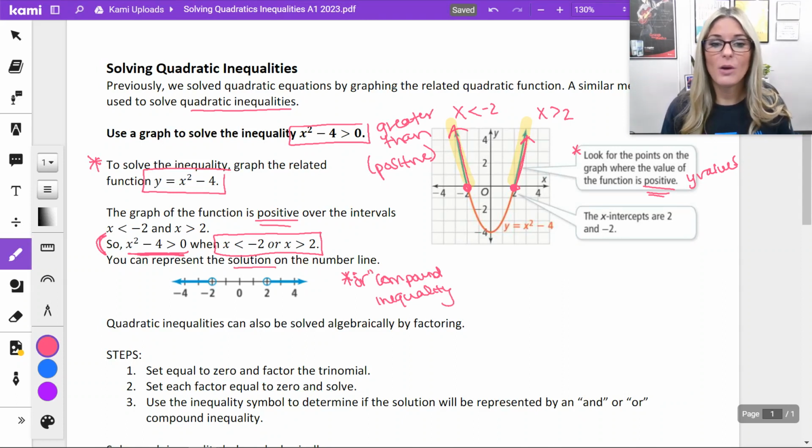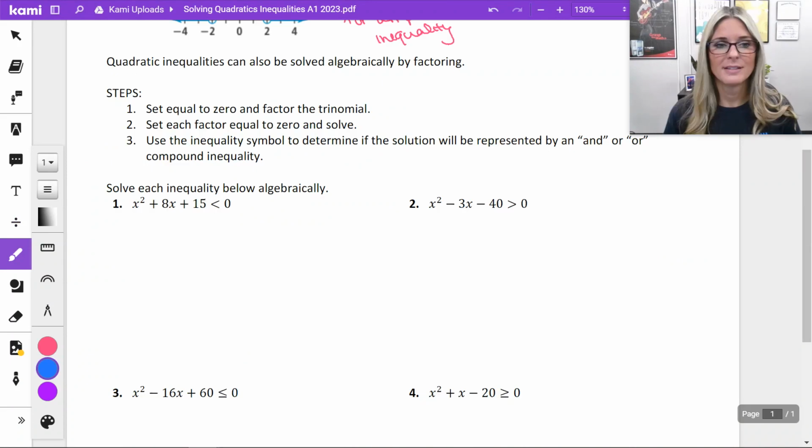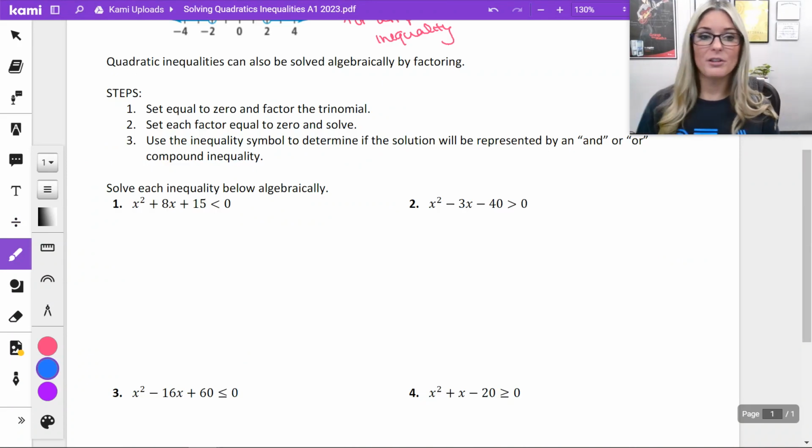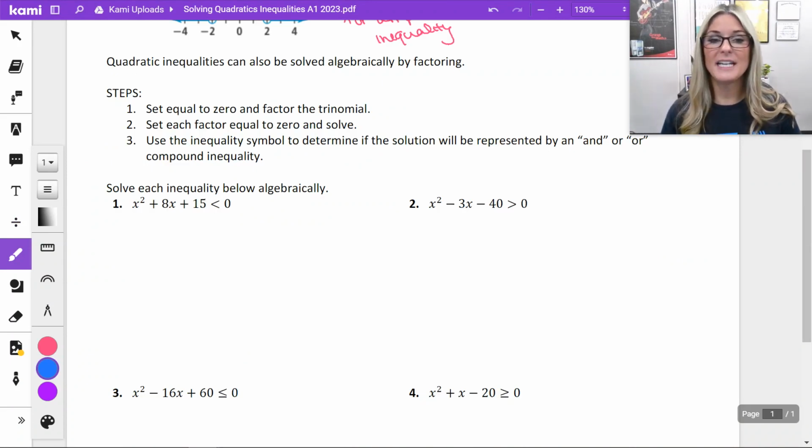So quadratic inequalities can also be solved algebraically using factoring. Let's look at those steps below. So let's use number 1 as we walk through those steps. We're going to solve each inequality algebraically. Number 1 is x squared plus 8x plus 15 is less than 0. Our steps here, we're going to set our inequality equal to 0 and factor our trinomial. Let's go ahead and do that now.